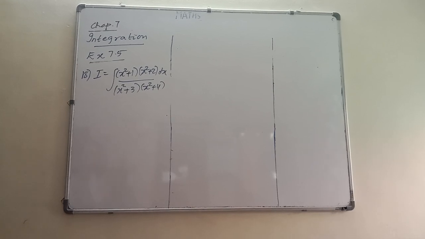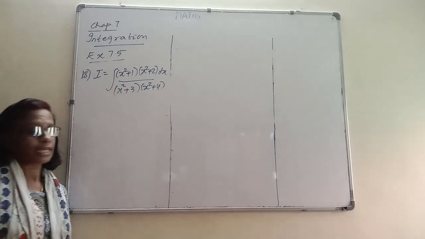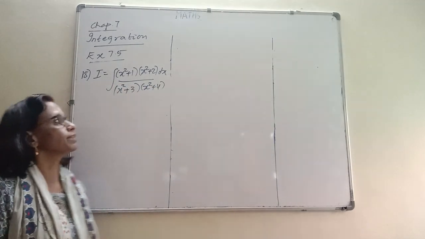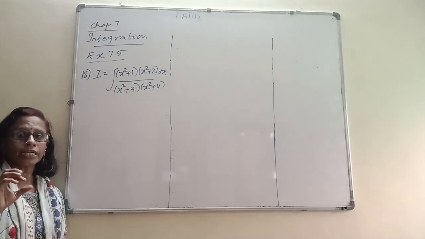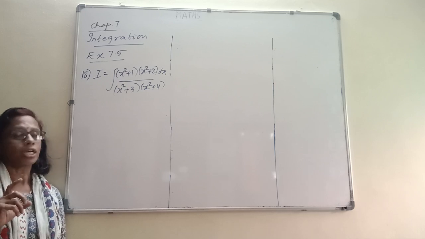Hello folks, we are once again back with this exercise 7.5. Now it is problem number 18. Problem number 18 is very different from the other problems in the sense that we can see there is x squared plus 1 times x squared plus 2 in the numerator, and x squared plus 3 times x squared plus 4 in the denominator. The highlight here is that the numerator and denominator both have the same degree.